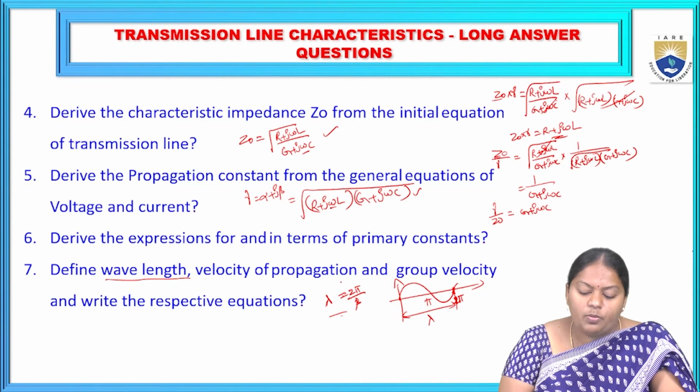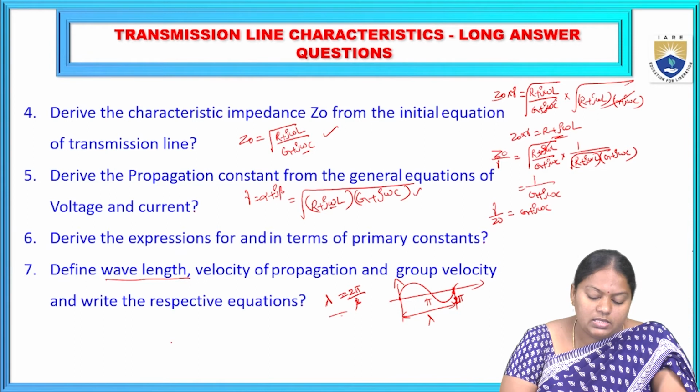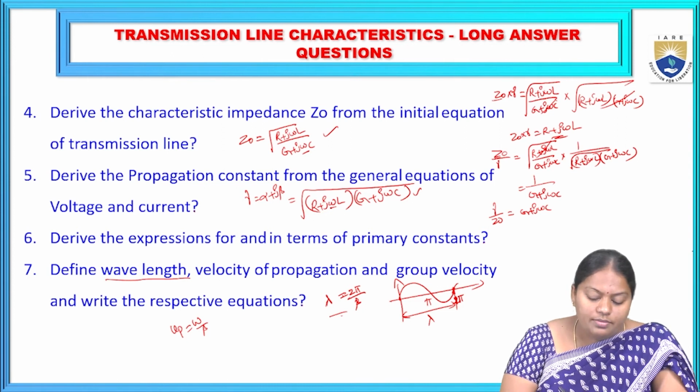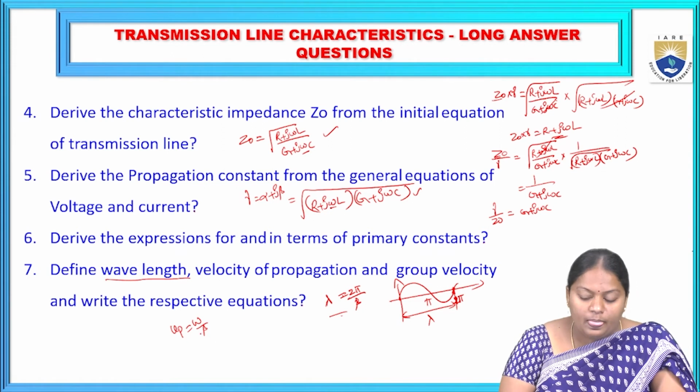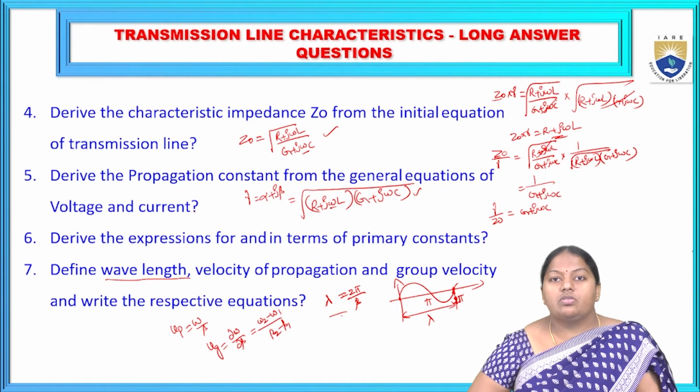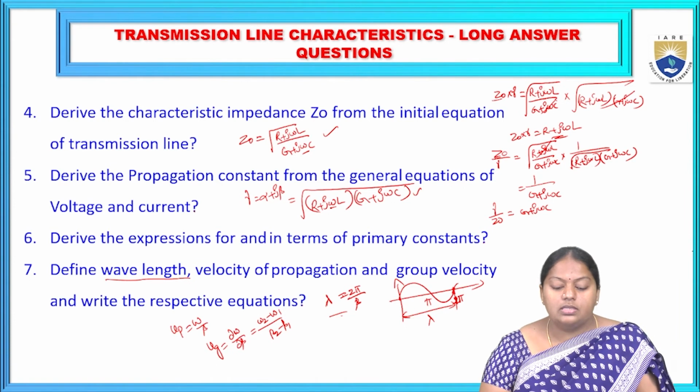The velocity of propagation is said to be wave velocity or phase velocity, and it is given by omega by beta. This is the ratio of the angular frequency to the phase constant beta. Now coming to the group velocity, it is represented with Vg and it is given by dou omega by dou beta, which is equal to omega 2 minus omega 1 by beta 2 minus beta 1. The change in angular frequency to the change in phase constant gives us the group velocity.